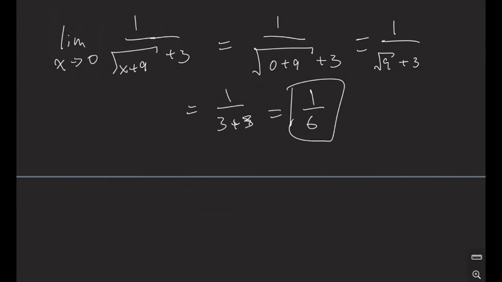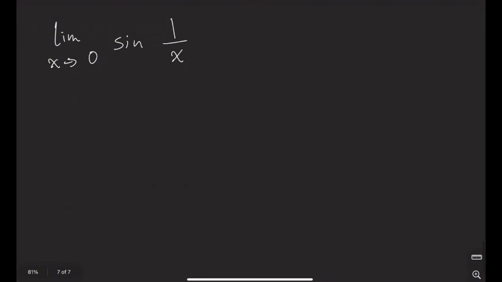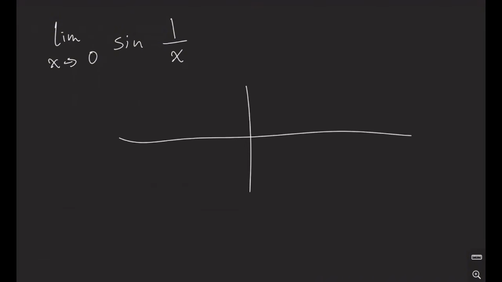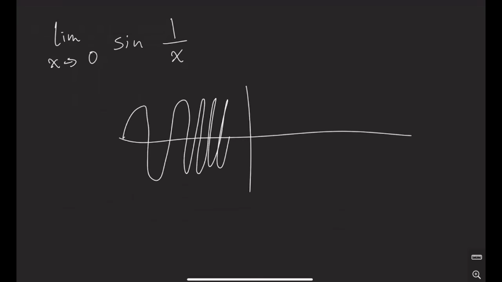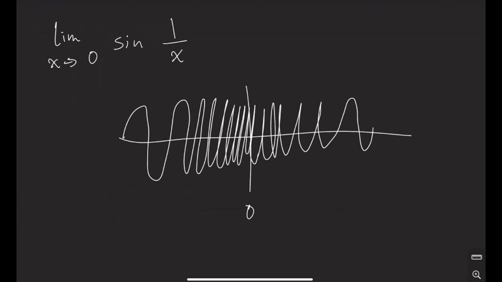Okay, let's do another problem. Let's say I have the limit as x approaches 0 of the sine of 1 over x. If you don't know what sine of 1 over x is, it kind of looks like this. Normal sine looks like a wave. Well, the sine of 1 over x will oscillate more rapidly when it's closer to 0. It oscillates rapidly, and then it kind of calms down, so it's really dense in this middle part.